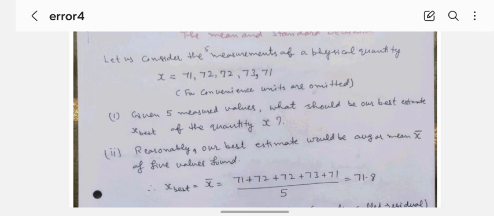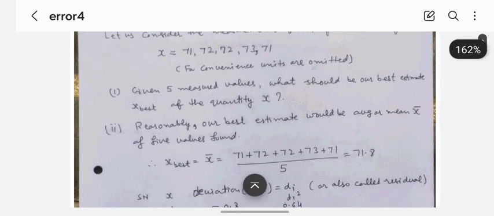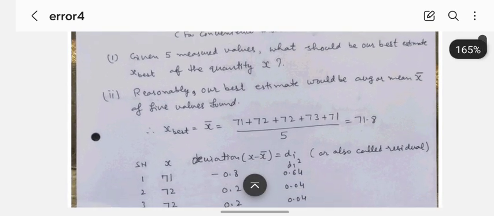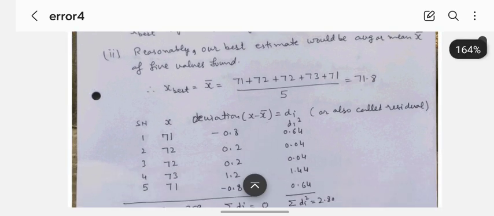So if these five observations are given, 71, 72, 73, the units are omitted for convenience. Given 5 measured values, what should be our best estimate value for x? So, what should be the best estimated value? We all know that reasonably our best estimate would be the average, the mean x of the 5 values, that is 71.8.